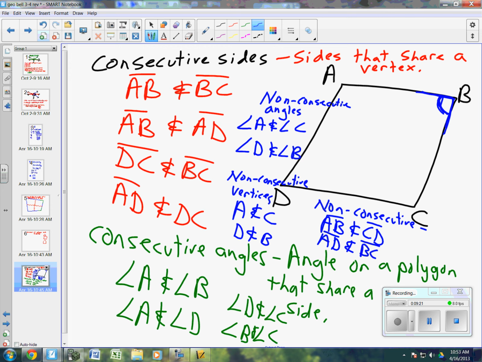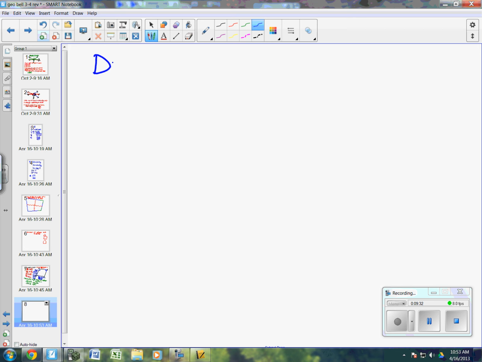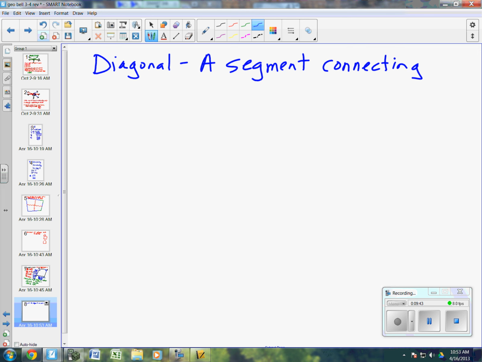Okay, and last one right here. What is a diagonal? Okay, a diagonal connects non-consecutive. It's a segment. Everybody write this down. Diagonal is a segment connecting non-consecutive vertices.